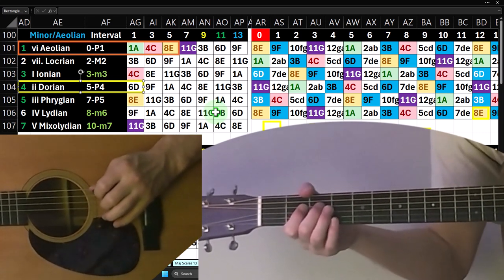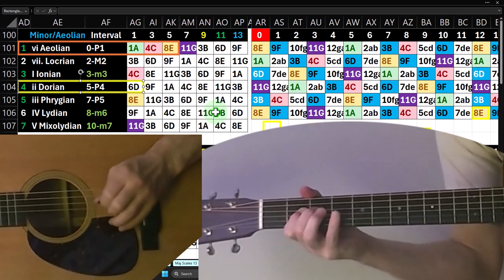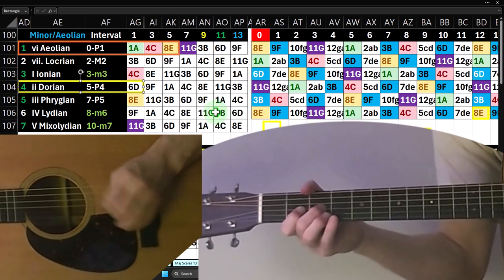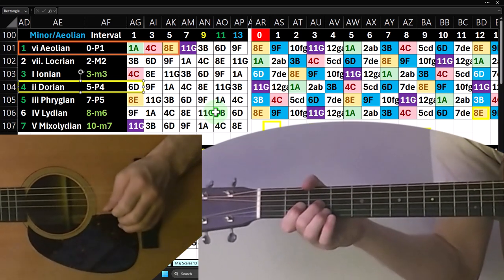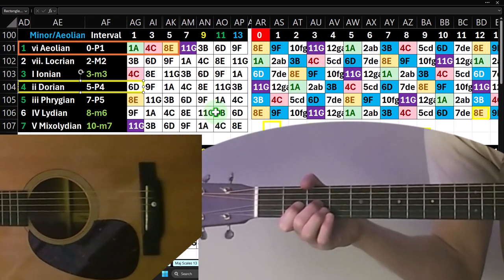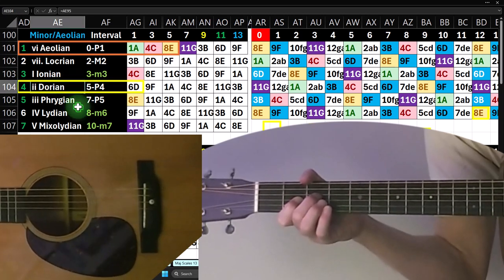Like if I did this on the one, I could do that same thing down here, and it should sound good, but it might not be in the same exact key, because now I should be playing, if I'm in the related key, the Dorian.